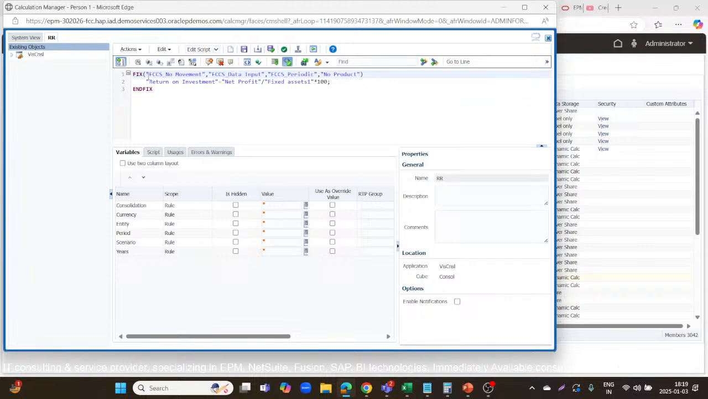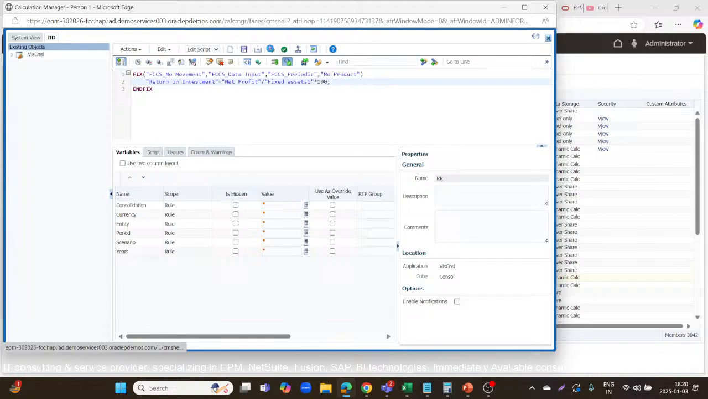So you can see I have fixed my four dimension members. First is movement as no movement, second is data source as data input, third is view as periodic, and product as no product. So I fixed these four dimensions, and then what I'm trying to calculate is the return on investment, which should be equal to the net profit divided by your fixed assets multiplied by 100. I started with Fix, so I've ended it with End Fix.